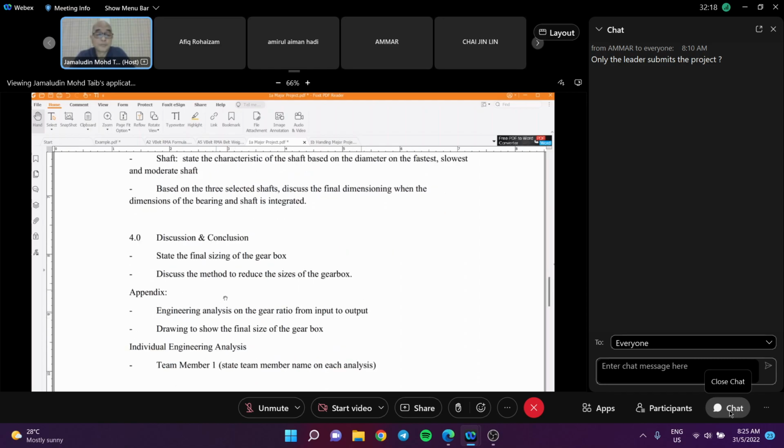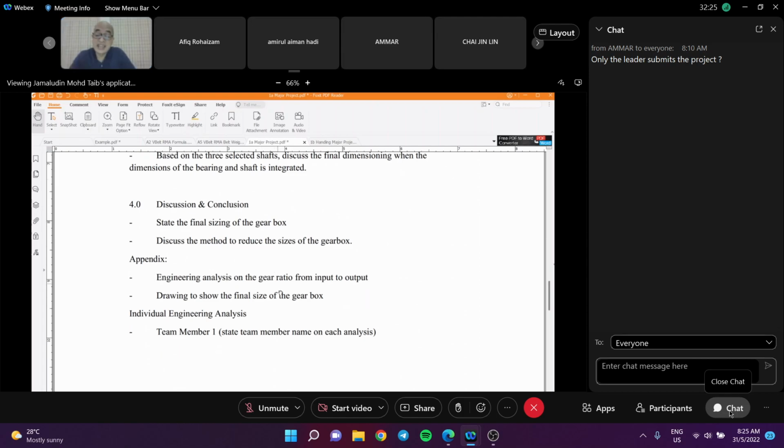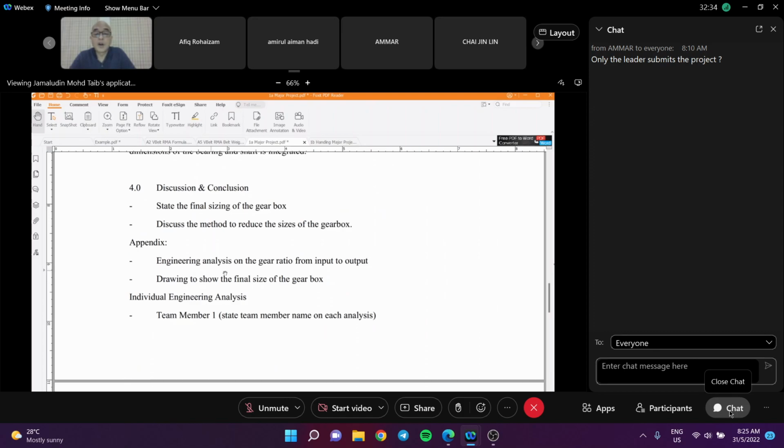All right. That will be the report and the result, and finally the appendix. In the appendix there are 2 parts. The first part is going to be the group work: the motor selection, the engineering analysis of the gearbox from input to output, the gear, and your schematic drawing to show the final size of the gearbox. That will be the final one. This is considered as group work.